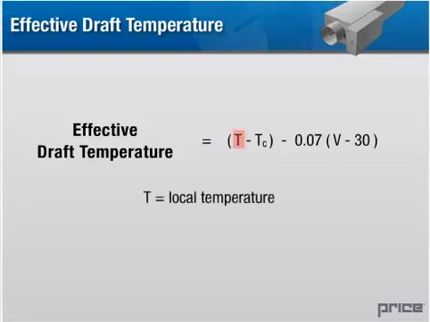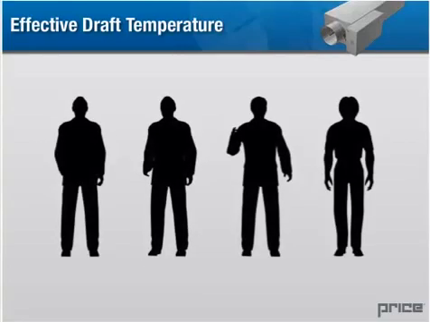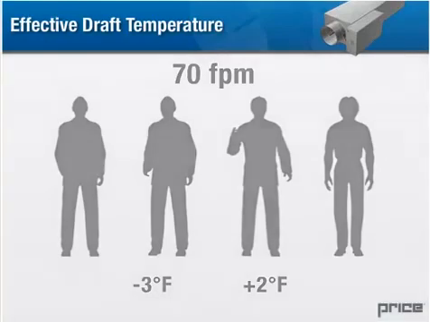Where T equals the local temperature in degrees Fahrenheit, Tc equals the control or ambient temperature in degrees Fahrenheit, and V equals the local velocity in feet per minute. Research indicates that a high percentage of people are comfortable where the effective draft temperature difference is between -3 degrees Fahrenheit to +2 degrees Fahrenheit, and the air velocity is less than 70 feet per minute.